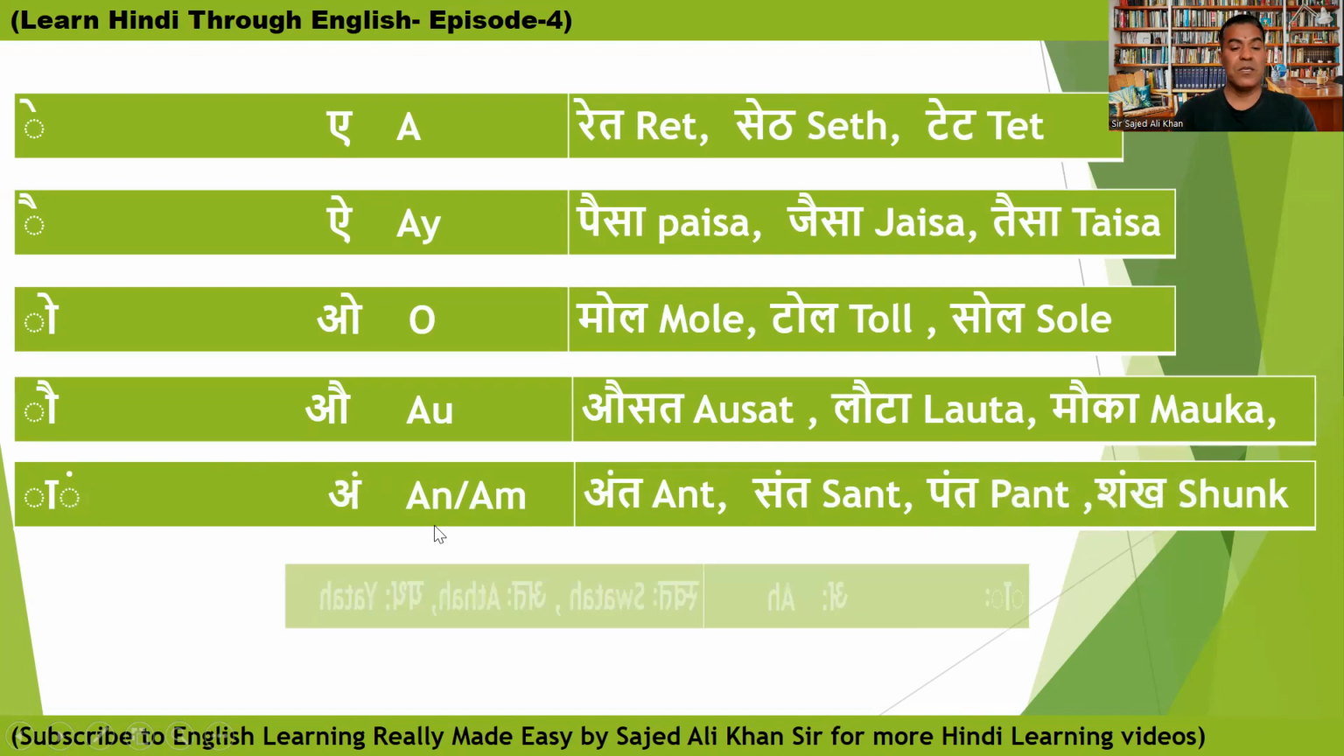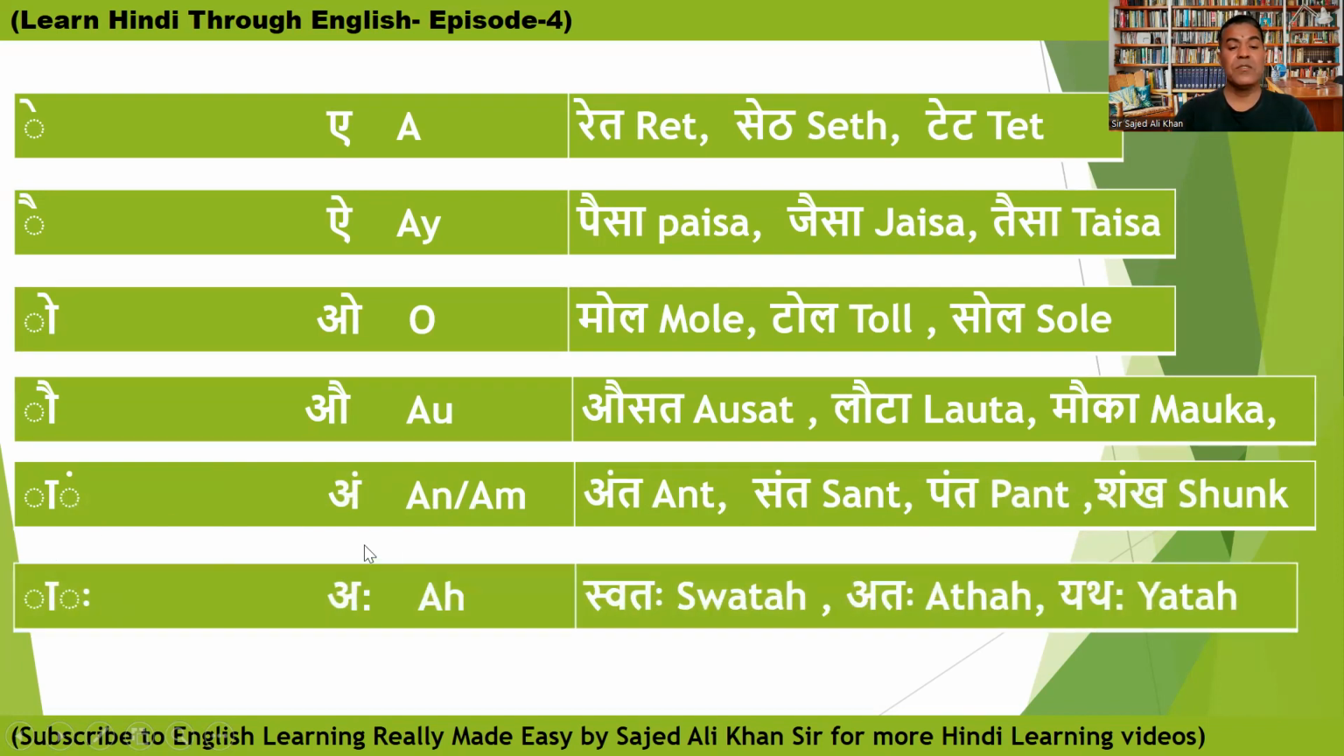And the last is ah. These are the two dots. Two dots give the sound of ah. Like sota, swata, right? Sota, ata, and yat. So this is the way the letters in Hindi are written and pronounced. I hope this video will be a little bit helpful for you.